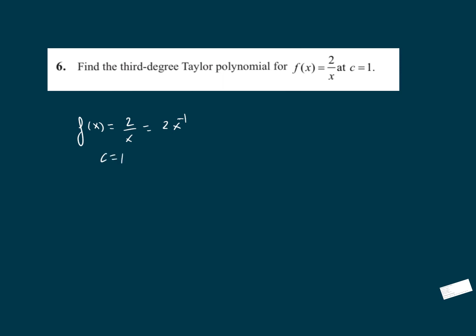Why don't they ask me the Maclaurin polynomial centered at c equals 0? Because the function at c equals 0 doesn't exist, 2 divided by 0 doesn't exist.